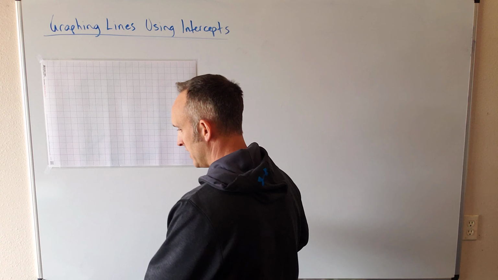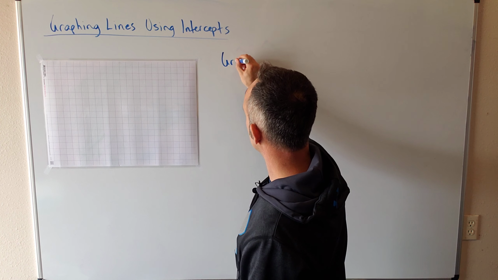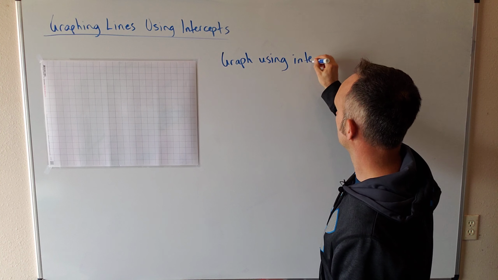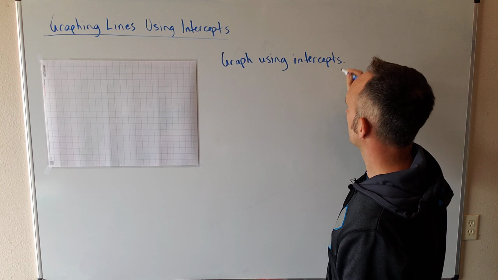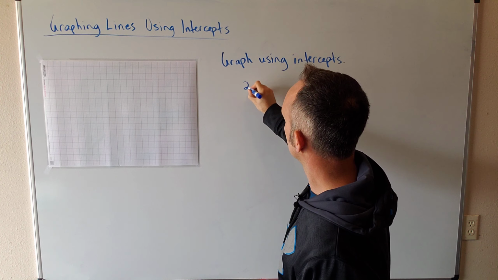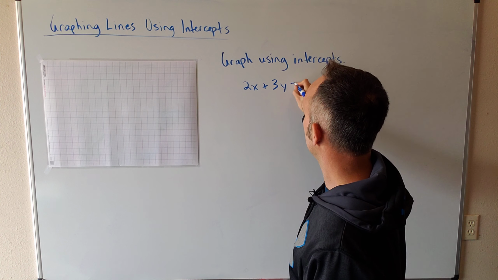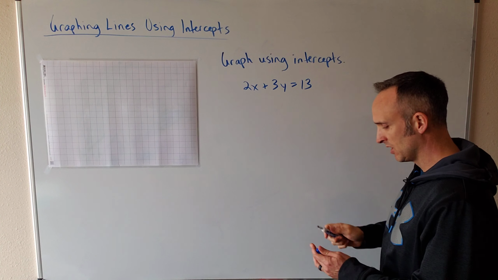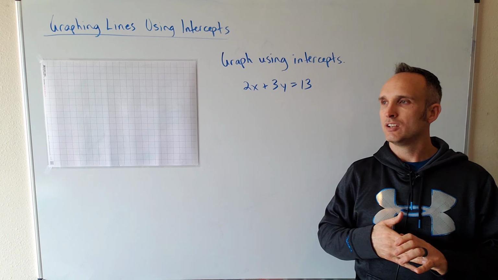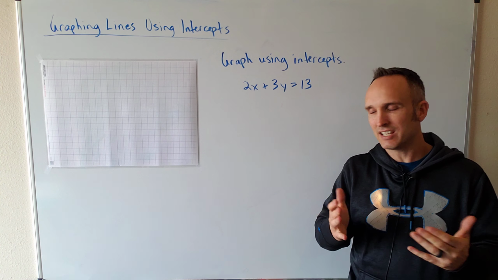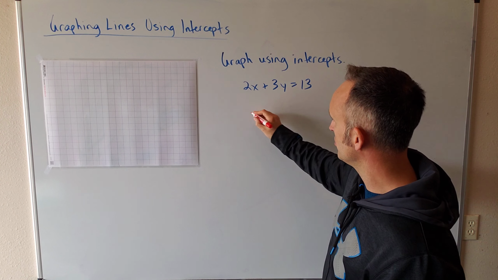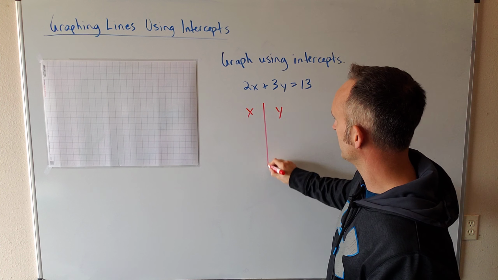Okay, so next, let's graph using intercepts again. And let's look at 2x plus 3y equals 13. So this time I'm going to set it up a little bit differently. We're used to graphing with xy tables. So let's take that approach and let's set up our xy table. So when we do that, we'll have this sort of thing.